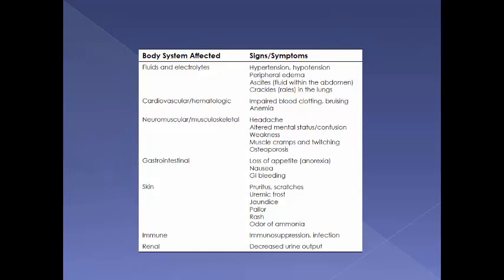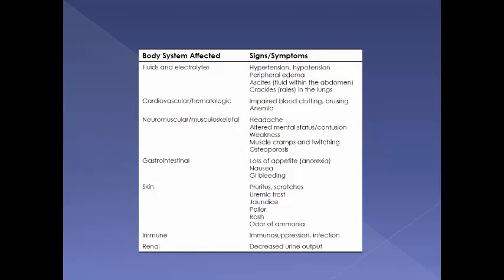All right, some things that you will see. If it's the fluid and electrolytes that are affected, you will see hypertension, hypotension, you may see some edema, you may see ascites, that fluid buildup in the abdomen, you may hear crackles, you may see impaired blood clotting, bruising, and anemia with your cardiovascular and hematologic systems. You may see headaches, altered mental status, cramps and twitching with your musculoskeletal and neuromuscular. You may see anorexia, nausea, vomiting, and bleeding with the GI bleeds in your GI.